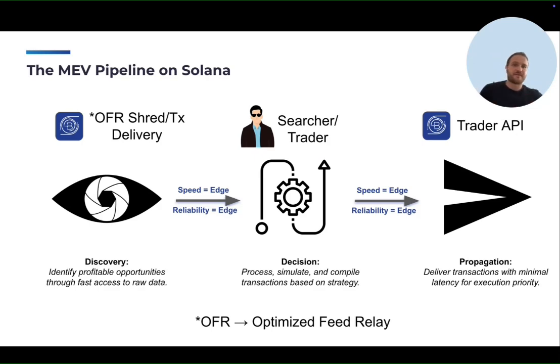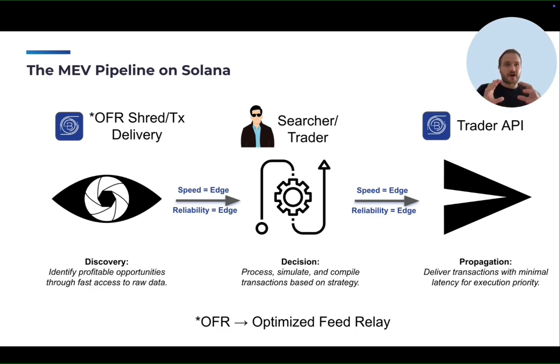So, starting off at a very high level, basically just to understand what this MEV pipeline looks like on Solana, I've broken it up into three distinct sections. The first one being data discovery. So, in order to operate, if you're a searcher, a trader, whatever it may be, you're running some type of trading strategy, whether it's arbitrage, copy trading, liquidations, whatever it may be. The first element that is extremely critical is being able to receive on-chain data very, very quickly.